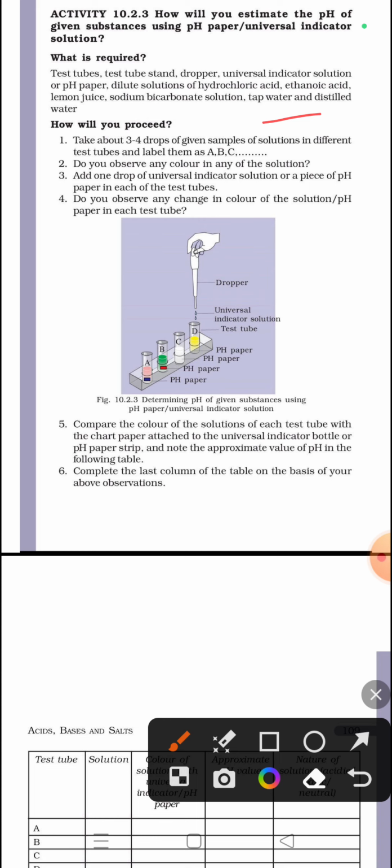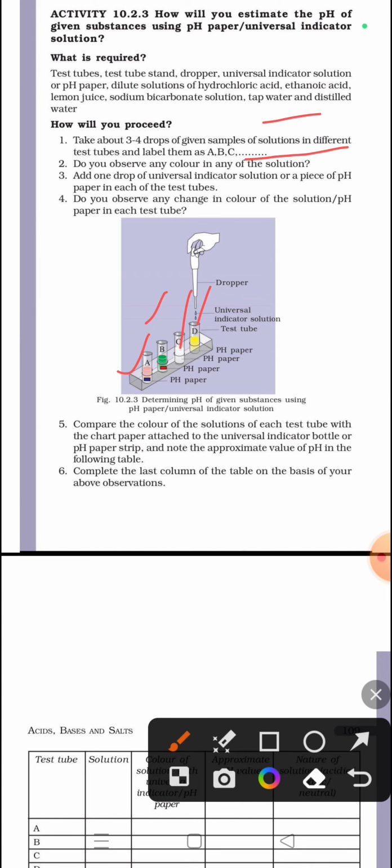Here it is given that take about 3 to 4 drops of the given sample of solution in different test tubes like A, B, C and D. Do you observe any color in any of the solutions? Add 1 drop of universal indicator solution or a piece of pH paper in each of the test tubes. Do you observe any change in color of the solution or pH paper in the test tube?